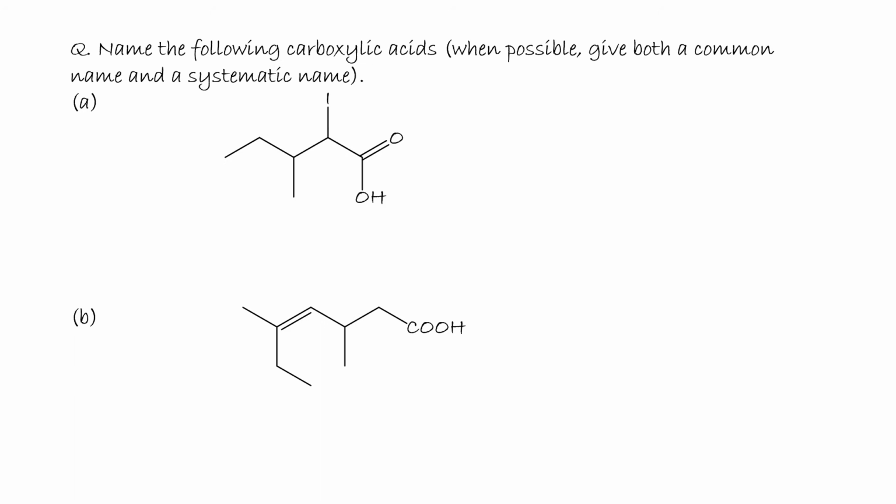Name the following carboxylic acids. When possible, give both a common name and a systematic name. For this compound, 1, 2, 3, 4, 5. So the IUPAC will be pentanoic acid. On carbon number 2 we have iodo. On 3 we have methyl, so it's 2-iodo, 3-methyl. Alphabet, that's correct. I, then M.